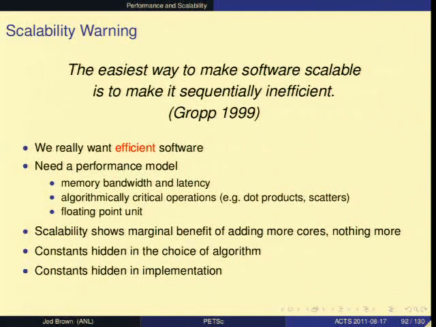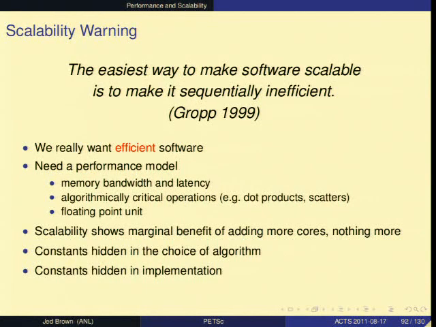The easiest way to make software scalable is to make it sequentially inefficient. So scalability is really easy. We want efficient software, and for that we want a performance model. This is in terms of memory bandwidth and latency, sometimes floating point unit, often some network operations that become really critical. If you want to demonstrate that your program is efficient, you really need that performance model and to show that you're at some reasonable fraction of it.